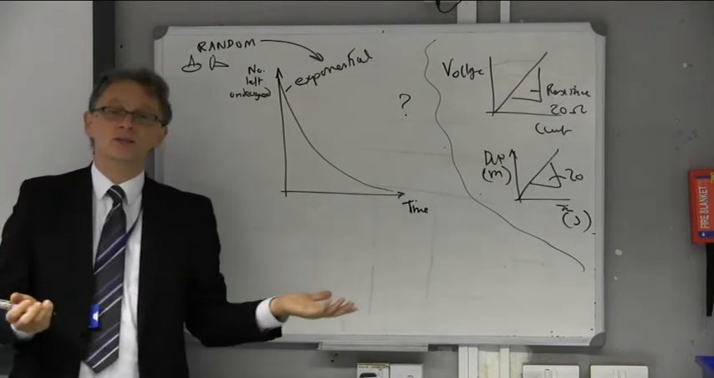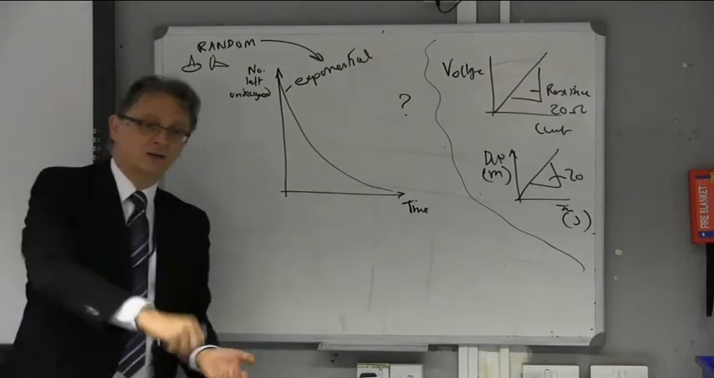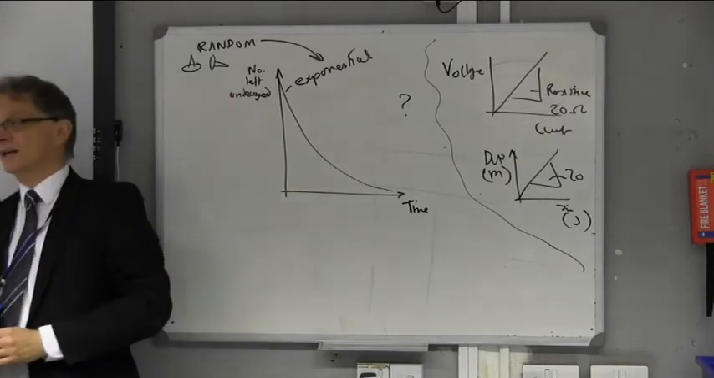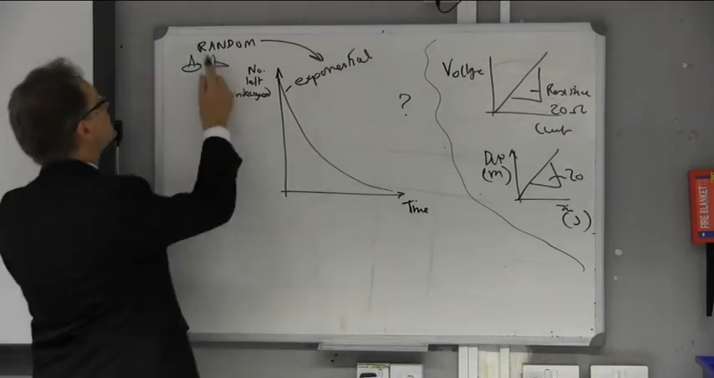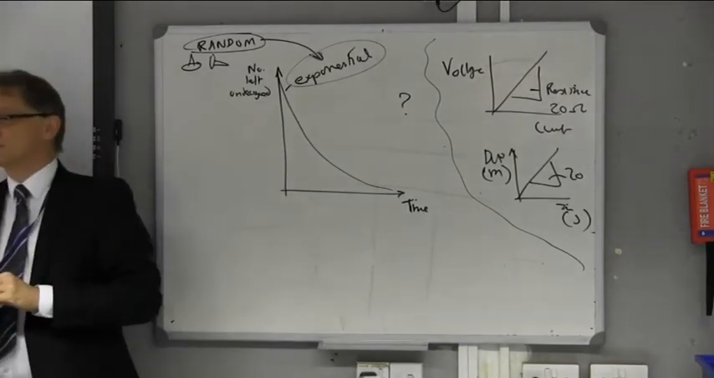We could do the same thing with dice. We could get dice out and take all the 6s out, throw the rest, take all the 6s out, throw the rest, take all the 6s out. You would end up with exactly the same shape. So get this link in your mind. When there's a random process, you end up with an exponential curve.